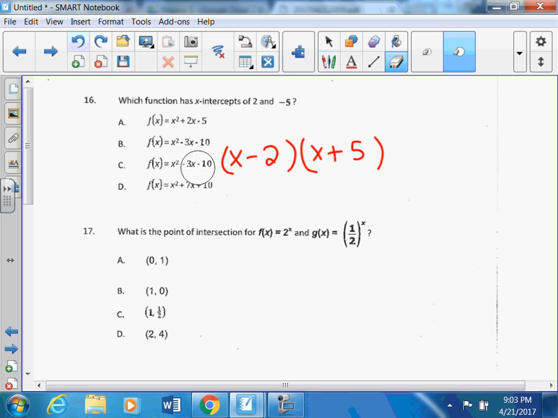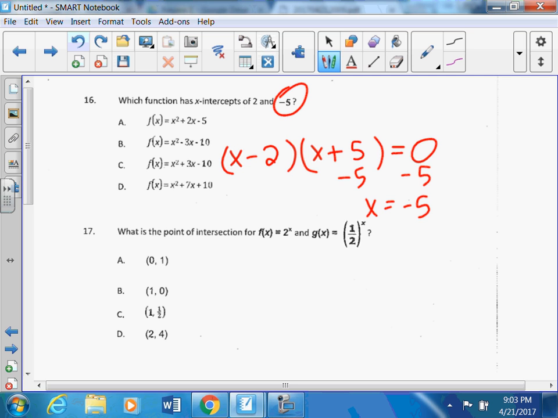And then once you do that, you just set it equal to 0. So set this equal to 0 and solve, and then you subtract 5 this time, and you get x equals -5, and that's an x-intercept. And you'll get positive 2 for x here. That's also an x-intercept, so your answer for this one is C.